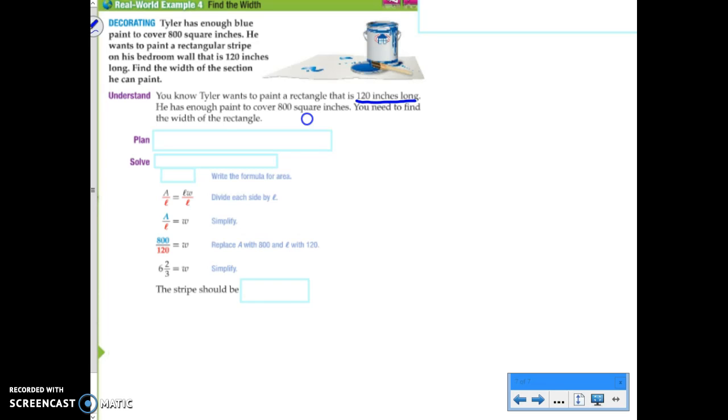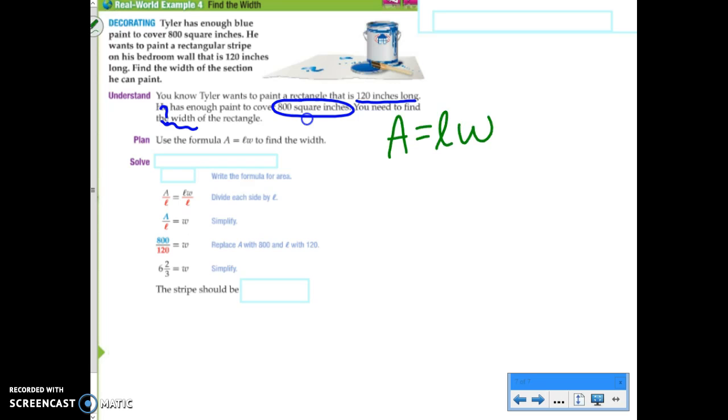It says he has enough paint to cover 800 total square inches. So the total number of square inches, or the area of that room, is 800 square inches. And our job is to find the width. So we're really looking for what is the width. So what we're going to do then is use our area for a rectangle, which is area equals length times width. And you're going to just solve to find the width. Okay, so we'll solve for W after we substitute everything in.